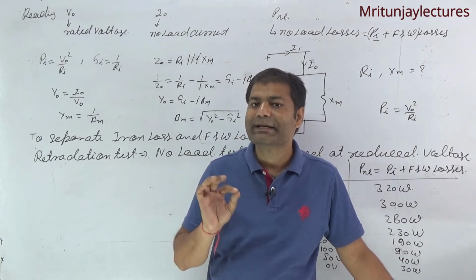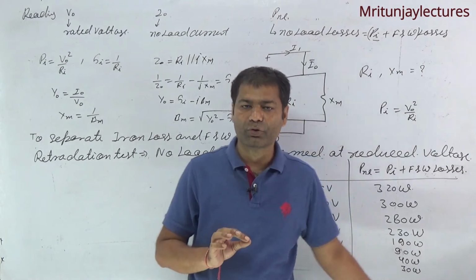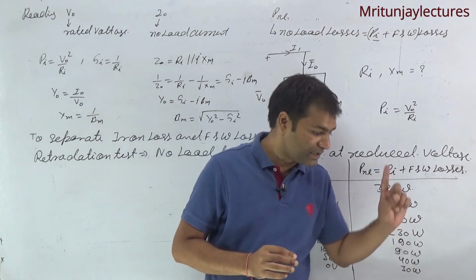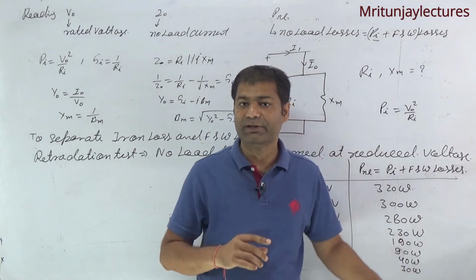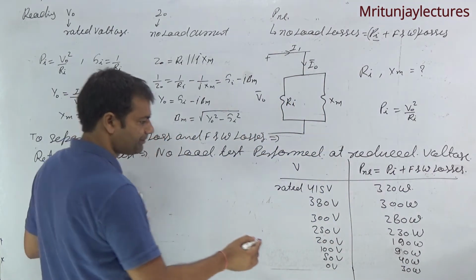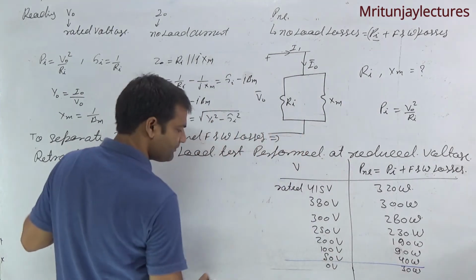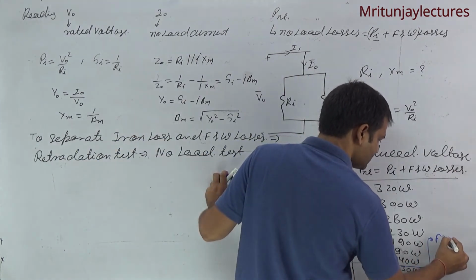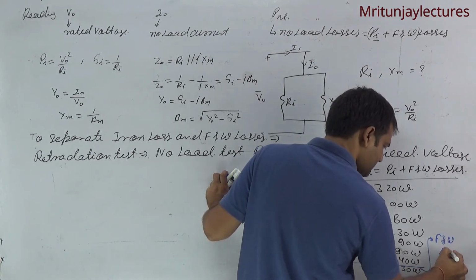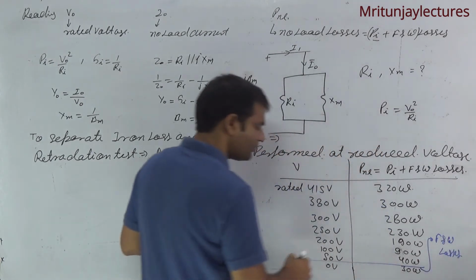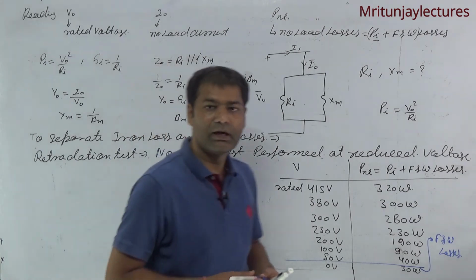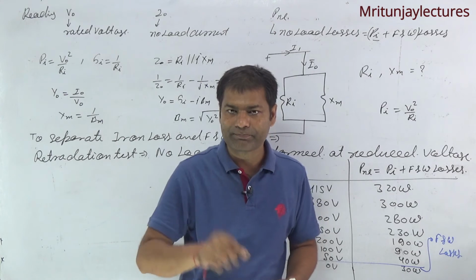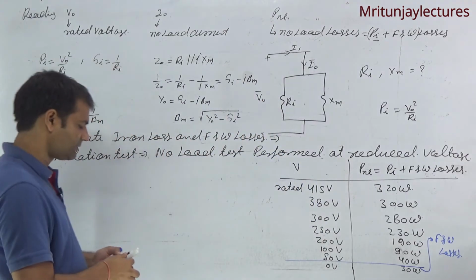Why? Because there is no voltage, that is, zero voltage. It means this loss is friction and windage loss. Okay, this loss is friction and windage loss. Clear? Before zero voltage, all losses are present, friction and windage loss plus iron loss. Clear? So first of all, make the circuit.